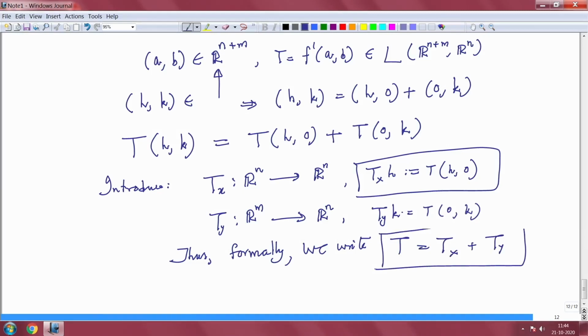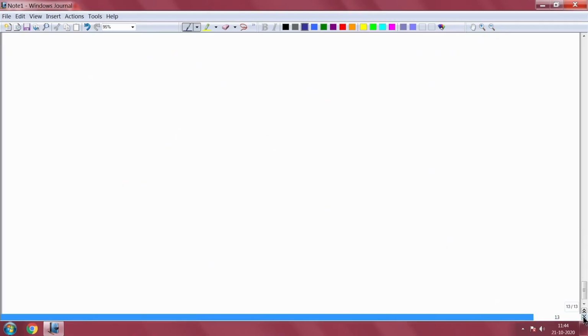Okay. So, be careful, T is from R^(n+m) to R^n, a linear transformation. This is R^n to R^n, this is R^m to R^n. This representation's meaning is what we have written here. With this, now let me state the implicit function theorem.